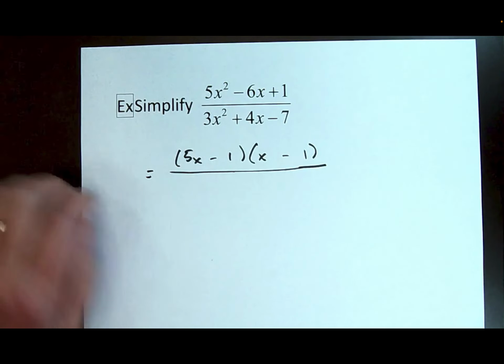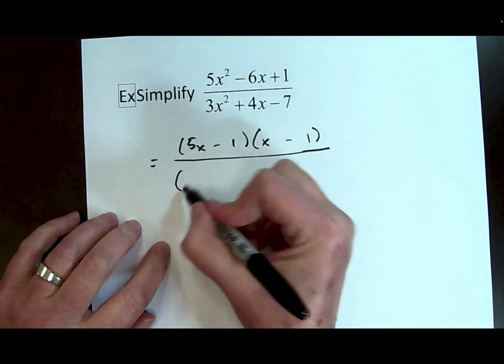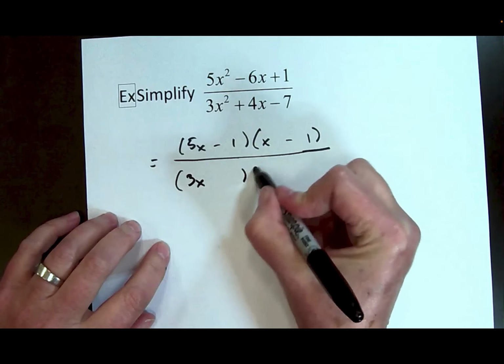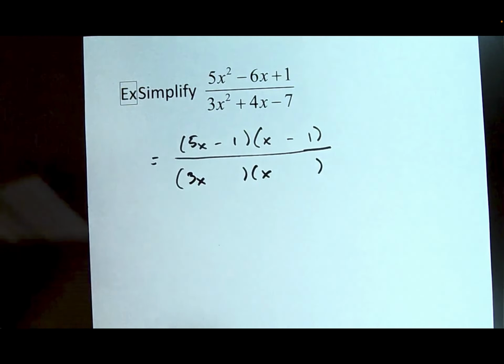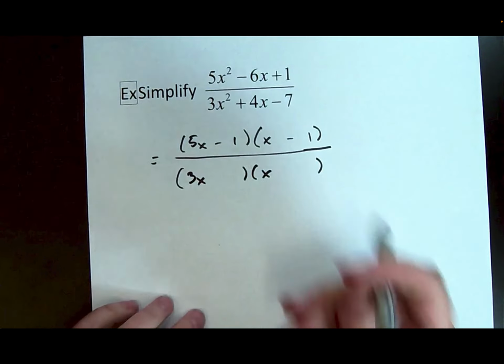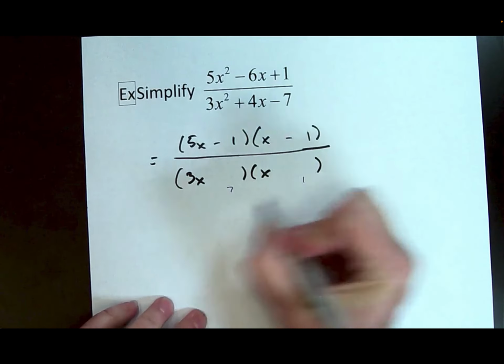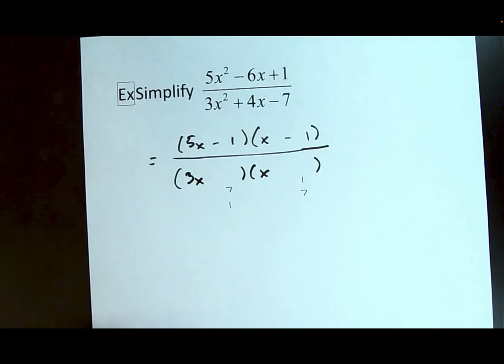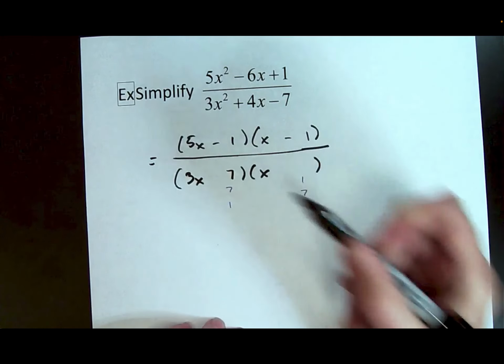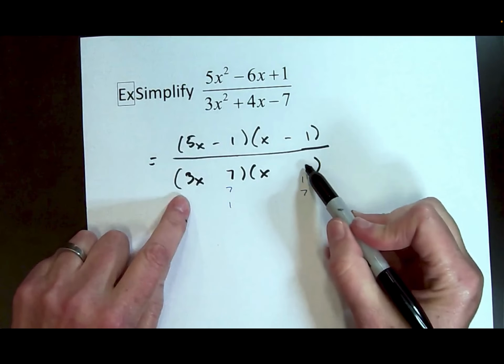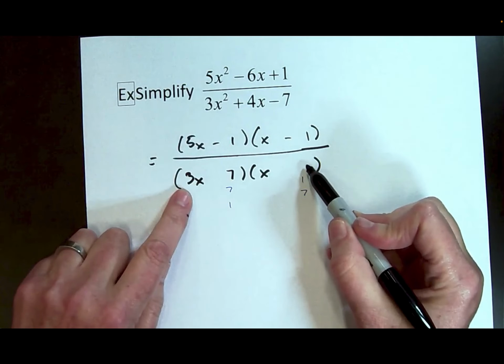So that's good. And then for the one down below, to get a 3x squared on the front, I'm going to need a 3x and an x. Now let's see, to get a 7, there's 2 possibilities. I could have a 7 and a 1 or a 1 and a 7. Let's see, I need a 4 in the middle. So I'm thinking I probably want a 7 there. I probably don't want to have a 7 here and multiply 3 times 7 and get a 21.